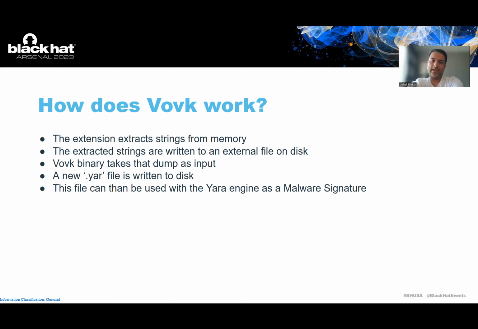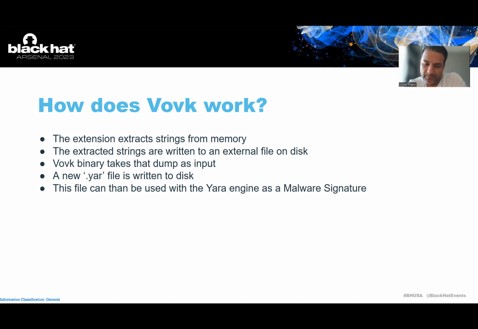Let's have a quick look at how Vovk actually works. As you have already seen, there are two parts to the actual framework. The first one is the DLL, which is the extension for the WinDebugger, the debugger engine. The extension extracts the strings while the actual malicious binary is being executed, also known as unpacked. The extracted strings are then written to an external file on the disk. Think of it as a temporary file that we use to store all this data that we're extracting from the malware.